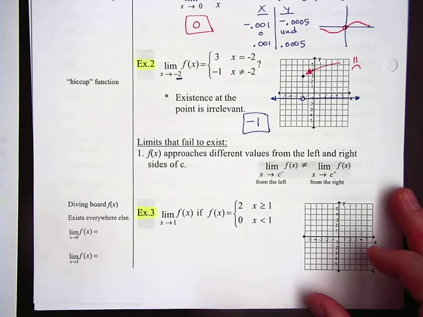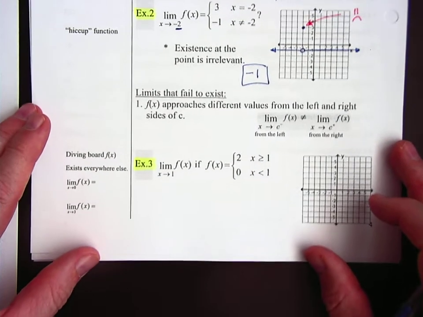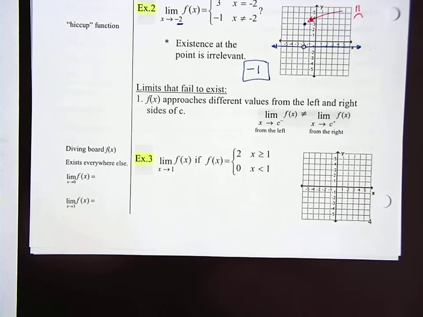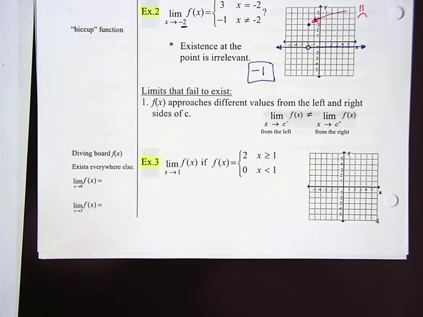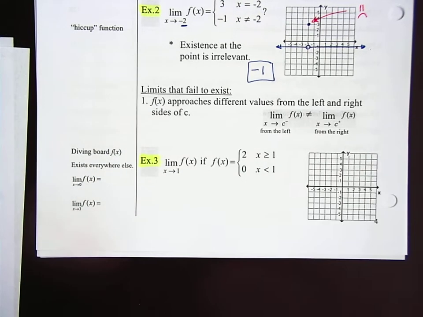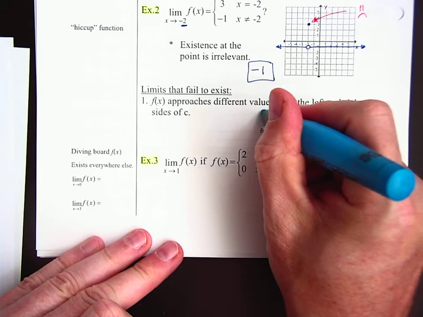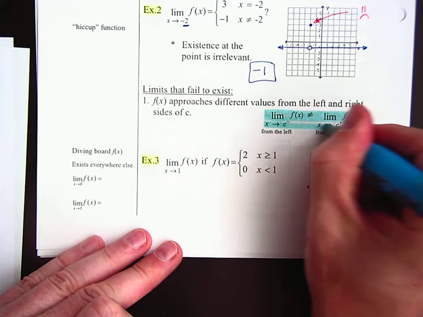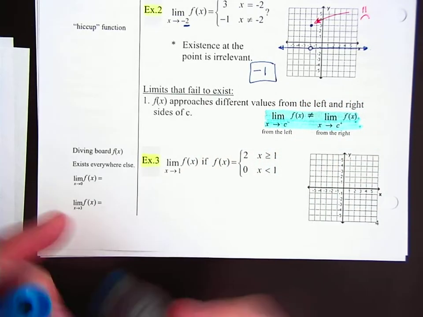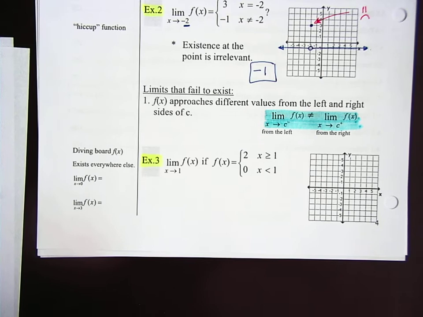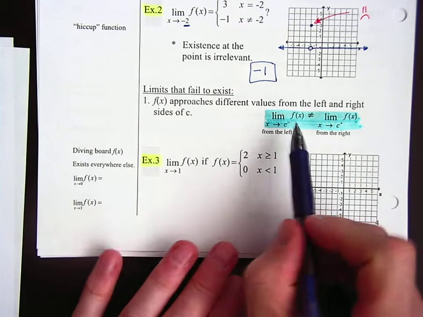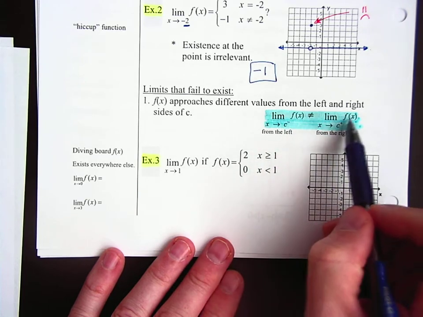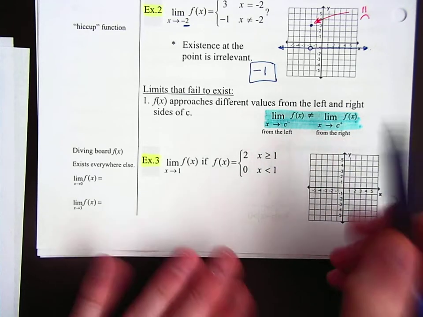So, limits that fail to exist. If f of x approaches different values from the left and the right side, then that limit is going to fail to exist. So that's important notation. On the free response part of the AP test, we're going to have to write it out like that to show that the limit does not exist, instead of just saying the limit does not exist. So this little minus up here that looks like an exponent means from the left side. And this little positive symbol here means from the right side.